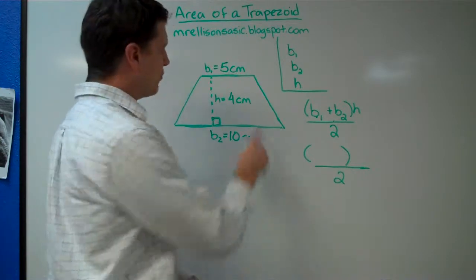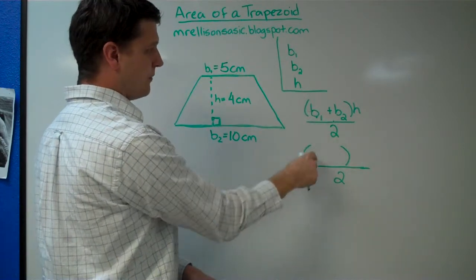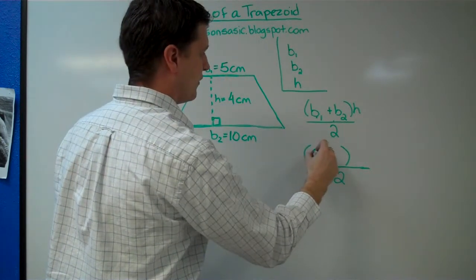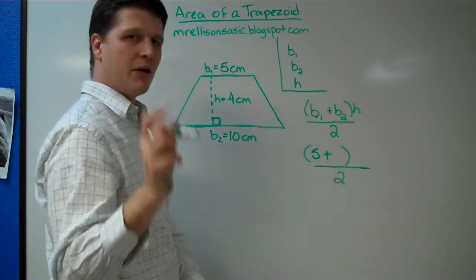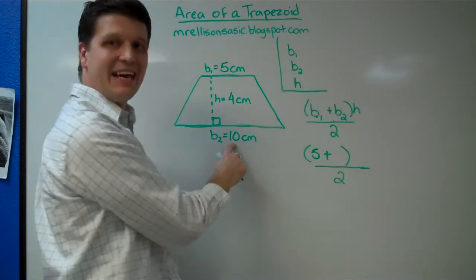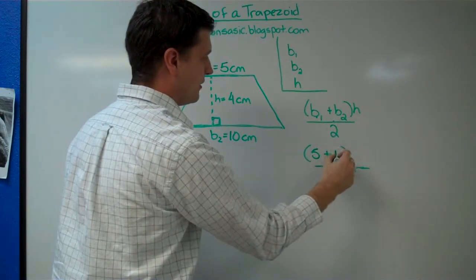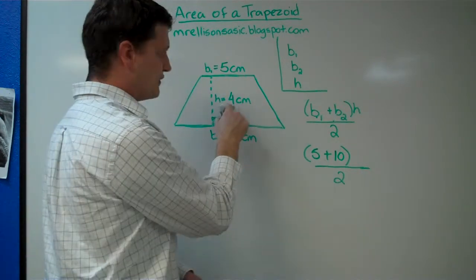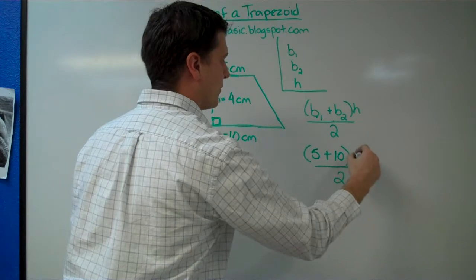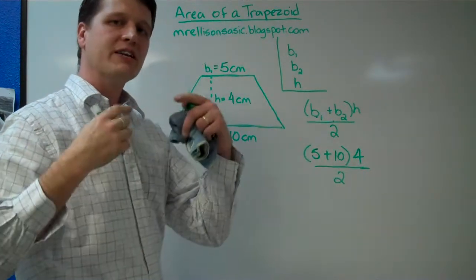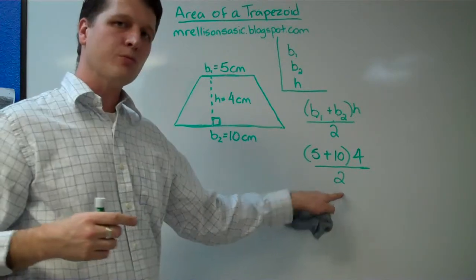Now let's go ahead and plug in our base 1 side. In our formula, we're going to replace base 1 with 5. So we're going to put our 5 here. We're going to do our plus. Now we've got to plug in our base 2 side inside the parentheses, and our base 2 side is 10. So 5 plus 10, and then we got to have a height. And our height is 4. So we're going to plug in our 4 out here, and we're going to multiply what's in parentheses times 4. And then after we multiply times 4, we're going to divide by 2.